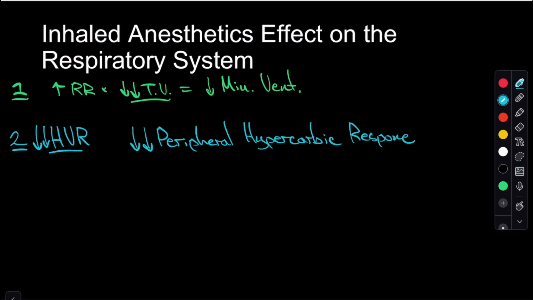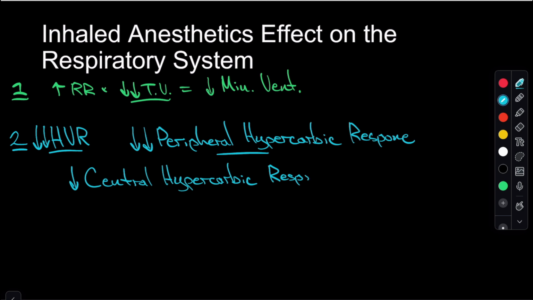So your peripheral chemoreceptors that cause you to breathe based on increased carbon dioxide, that's going to be almost completely gone at surgical levels of volatile anesthetics. And then they're going to decrease your central hypercarbic response. So of these three drivers of respiration or ventilation, the one that's left most intact is your central hypercarbic response, and that's what allows patients to breathe on their own, the accumulation of carbon dioxide detected centrally.